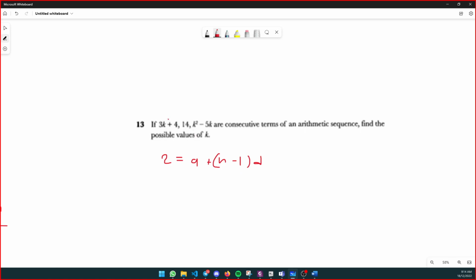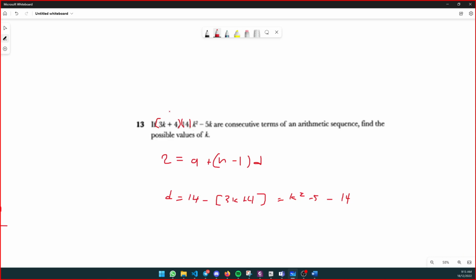The difference between one term and the next is what we call the d. So how do we find d in this situation? You can find d very easily. d equals 14 minus (3k plus 4), or you can say also equals k squared minus 5k minus 14. These are both the same thing.